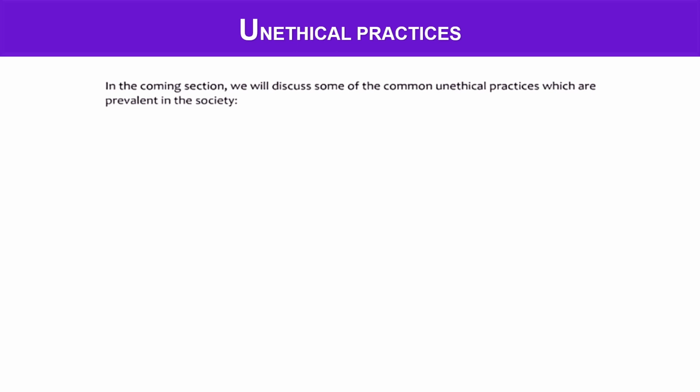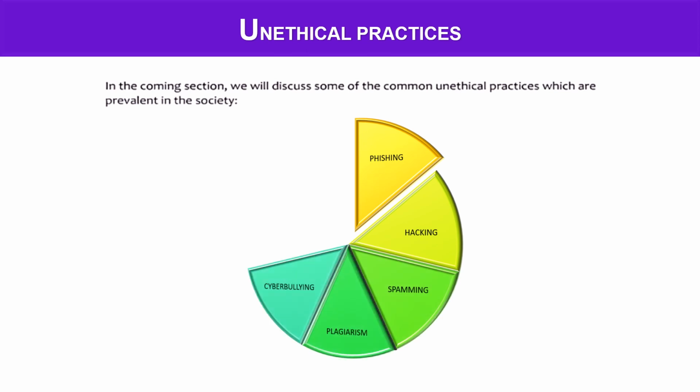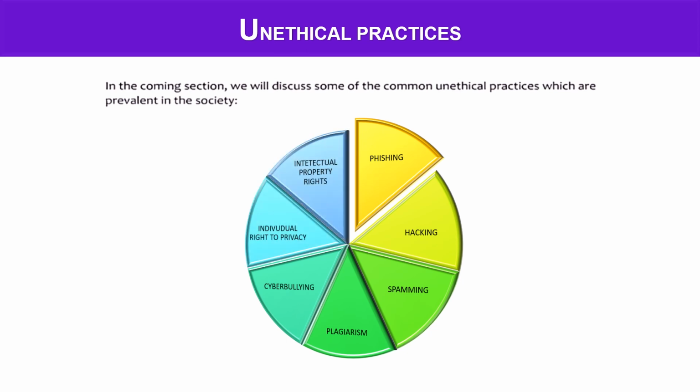In this session, we'll discuss some of the common unethical practices which are prevalent in the society, such as phishing, hacking, spamming, plagiarism, cyberbullying, individual right to privacy, and intellectual property rights. Let's begin with the first one, phishing.